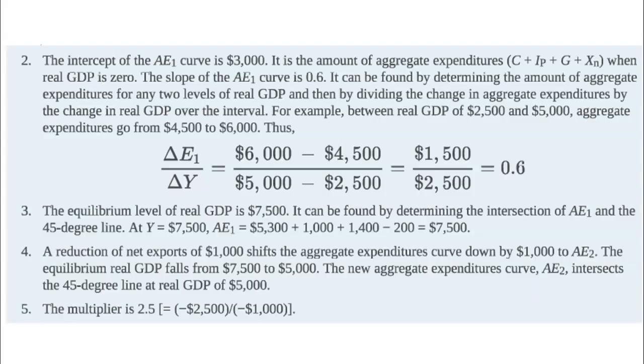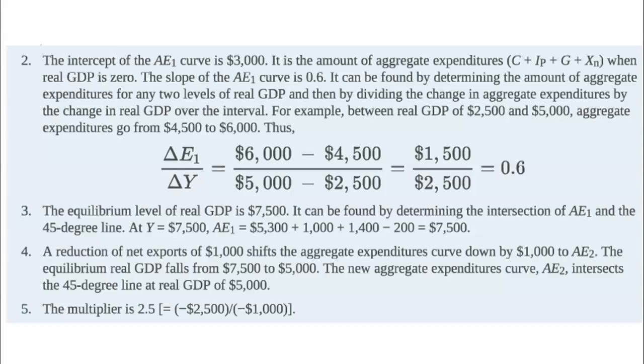For part 2, your intercept should be 3,000, which is the amount of aggregate expenditures. We just added up all of those lines, and that's going to be when real GDP is equal to 0. The slope of our curve is 0.6, which is the same as the marginal propensity to consume.